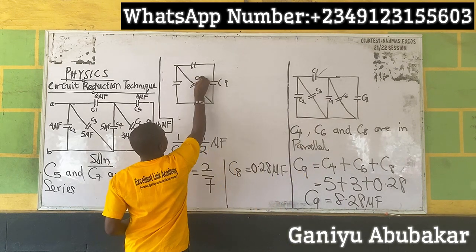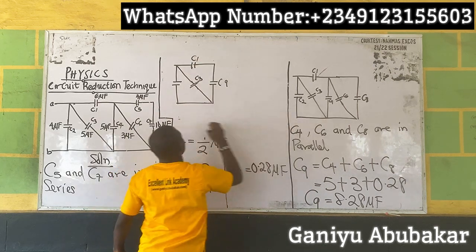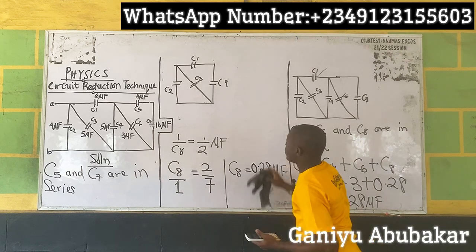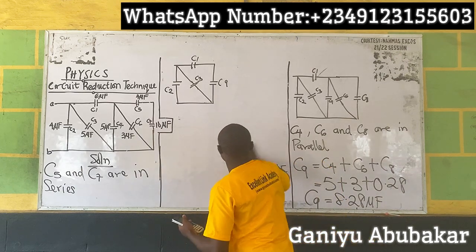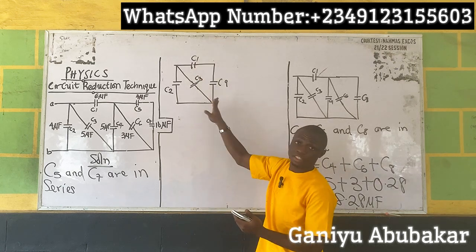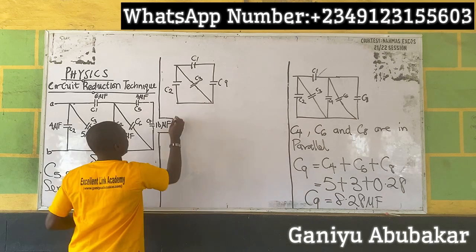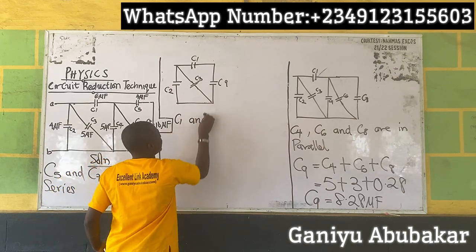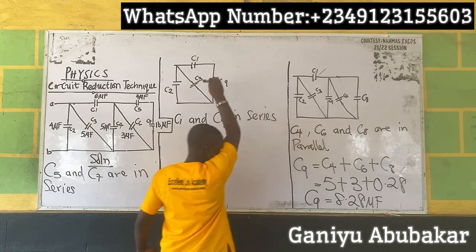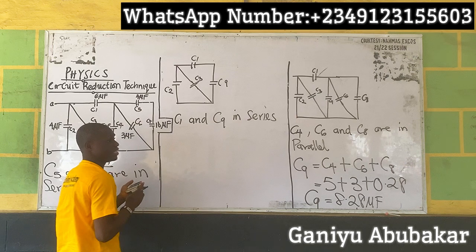So here's C3. Here is C1. Here is C2. All right, at this point here, I have to combine C1 and C9 in series. So C1 and C9 in series, if I combine C1 and C9, that should give me C10.